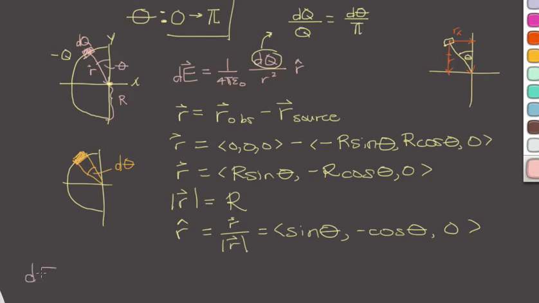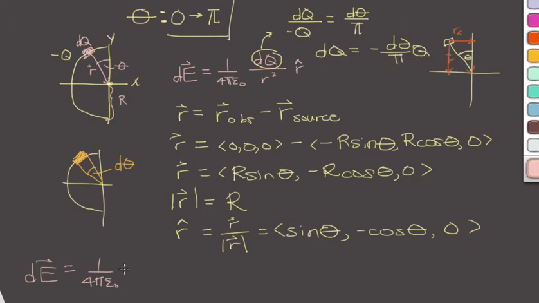So dE, I still have the 1 over 4 pi epsilon naught. Nothing happens there. That's still hanging around. My dq I can now replace with d theta over pi times q. So one thing that I should have noted here is that our q is negative, so really that should be a negative q there. So if I wanted to, I could write this out in a separate line. dq is negative d theta over pi times q, like that.